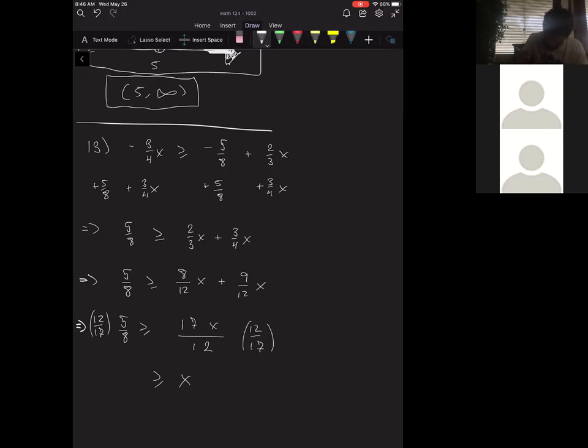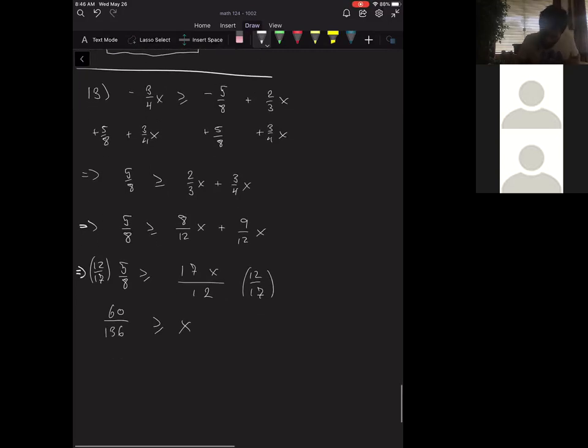And on the left-hand side, is there any simplifying? Let's just use a calculator. It's okay to do. What do we have? 12 times 5 is 60. So we have 60. And on the bottom, we have 17 times 8, which is 136. How do we simplify that? Does 4 go into that? Yeah, 4 goes into 136 34 times, and 4 goes into 60 15 times. So 15 over 34.